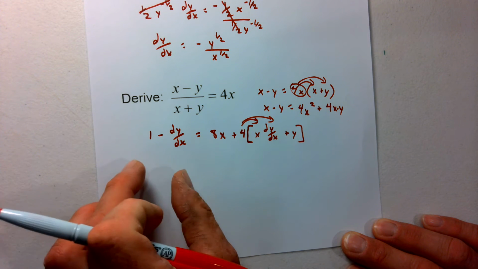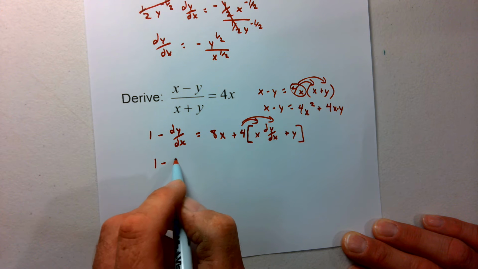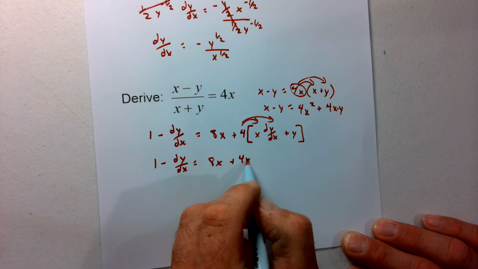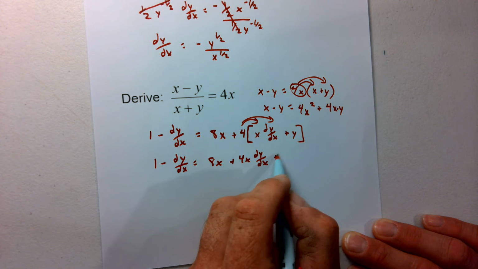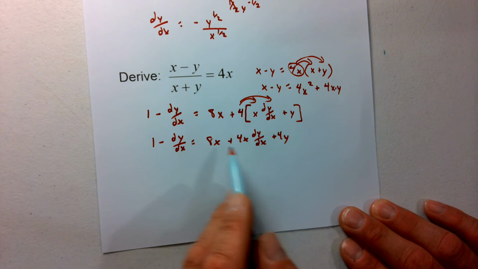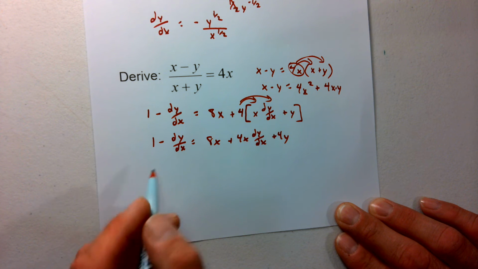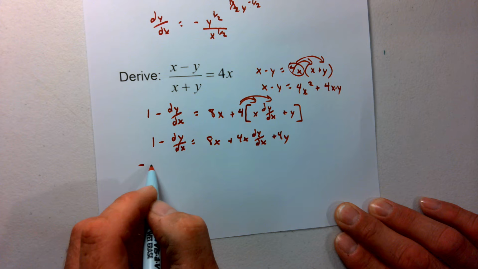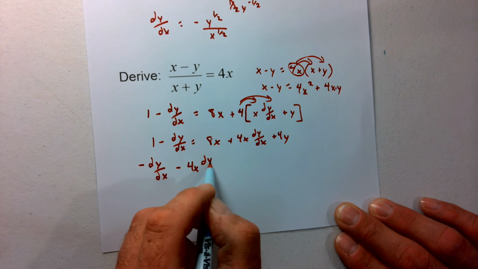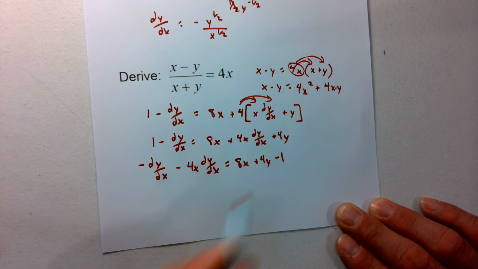I'm going to bring my dy dx's to the left side and my regular numbers to the right side. So 1 minus dy dx equals 8x plus 4x dy dx plus a 4y. So I definitely got to get my dy dx's together. I'm going to subtract my 4x dy dx over, and I'm going to subtract a 1 to the right side. So all that in one nice clean motion, I get dy dx minus 4x dy dx is going to equal 8x plus 4y minus 1.